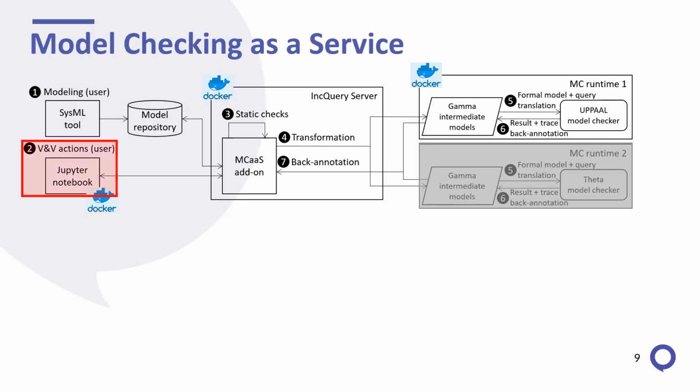In the second phase, they open a web browser to start validation and verification actions. They select the state machine that they want to verify. They also select the corresponding reachability property for which they want to evaluate the state machine. And then they start this validation and verification, which will be detailed in the following slides.